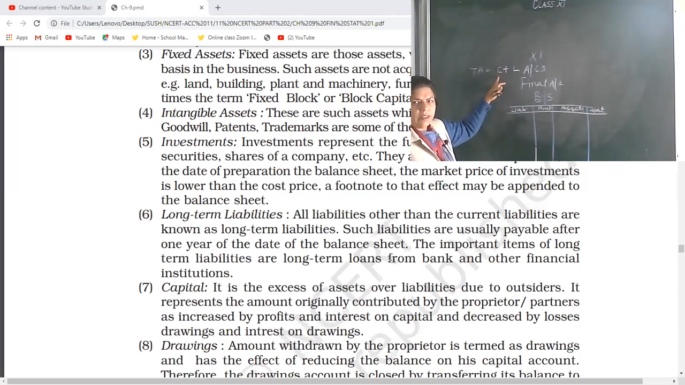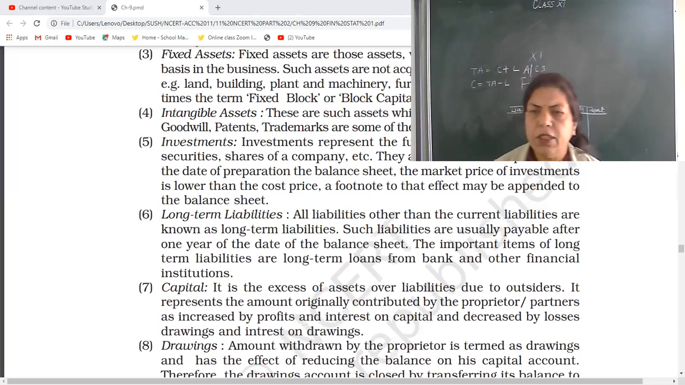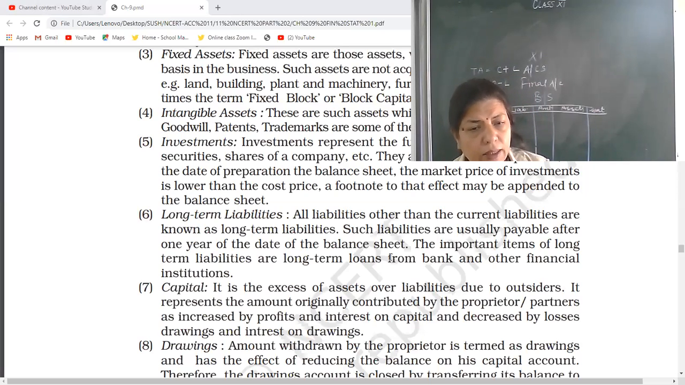Do you know that? Now how to calculate capital? Total asset minus outside liabilities. That's why we can say the capital is the difference between asset and liabilities, which is known as outside liabilities, or in common terms, capital is the amount invested by the proprietor.